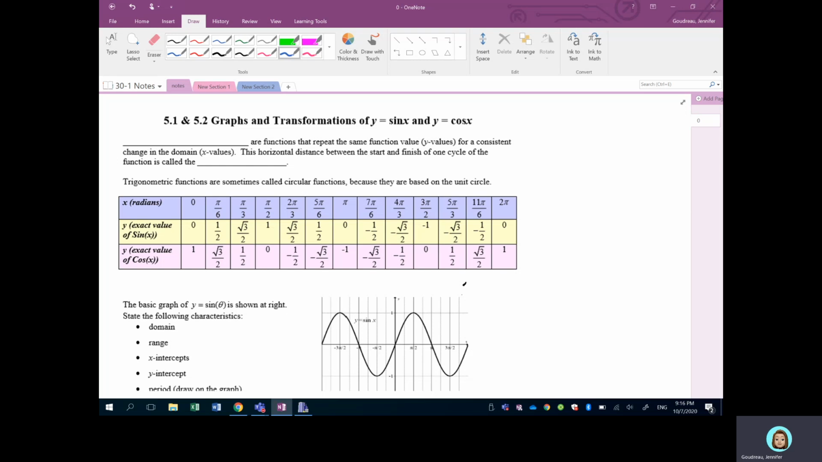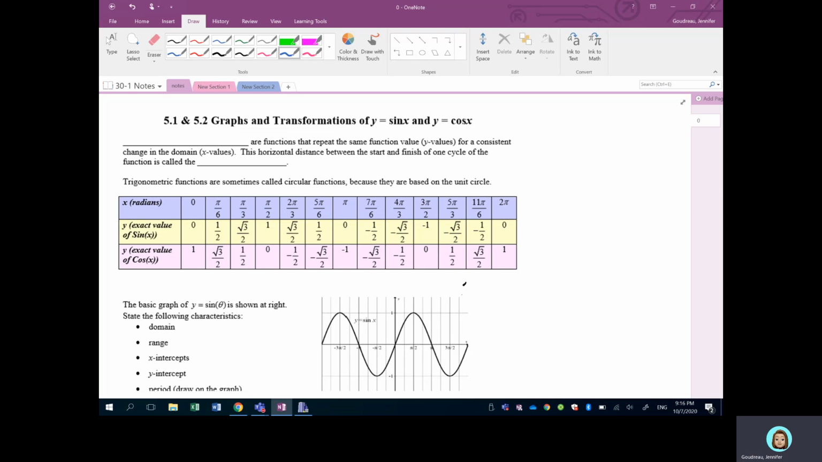Then we are going to look at some trig function application questions and how we can use the graphs to solve. And then we are going to look at a third trig function, which is the tangent function.